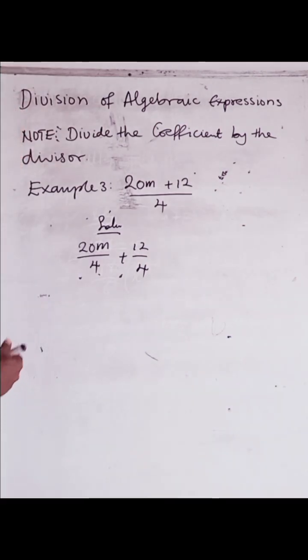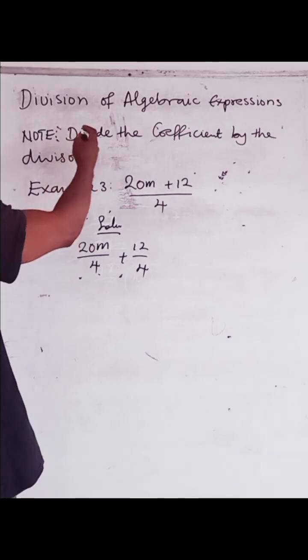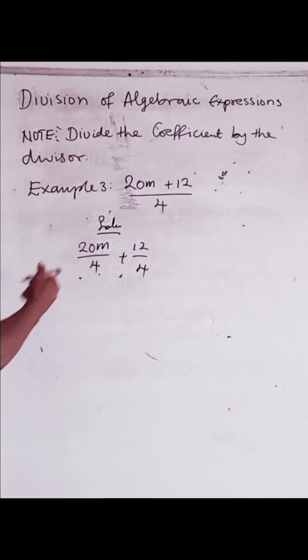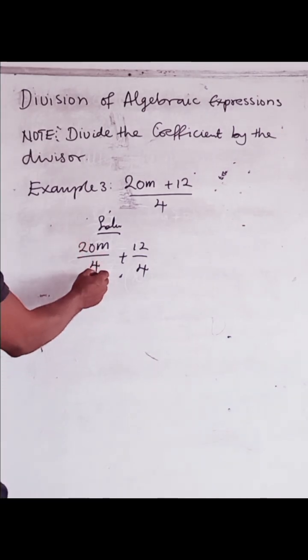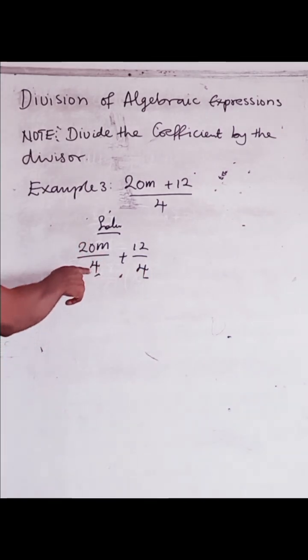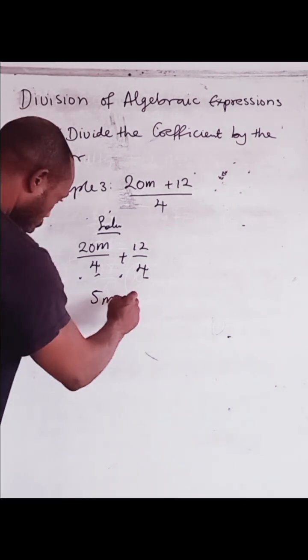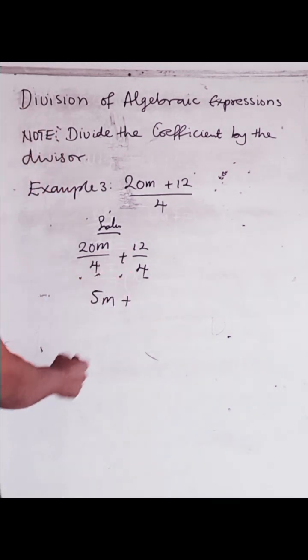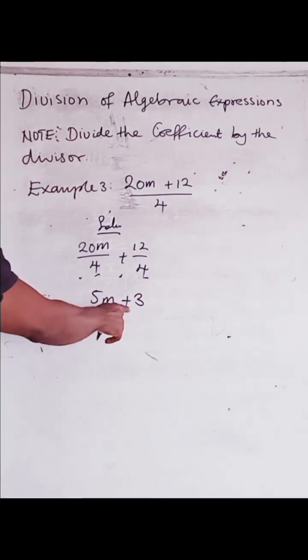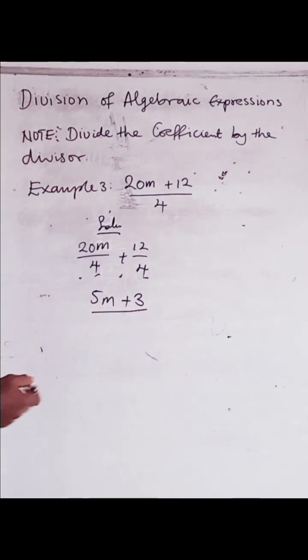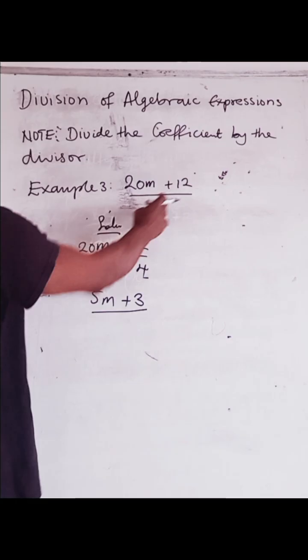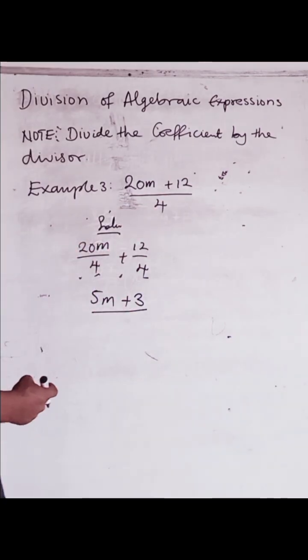Right? And then we know that when we are dividing an algebraic expression, we divide the coefficient by the divisor. So in this case, 4 is the divisor. So we are going to divide 20 by 4, and 20 divided by 4 is 5. 5m. Plus 12 divided by 4 is 3. 5m plus 3. So the simplified version of 20m plus 12 all over 4 is 5m plus 3.